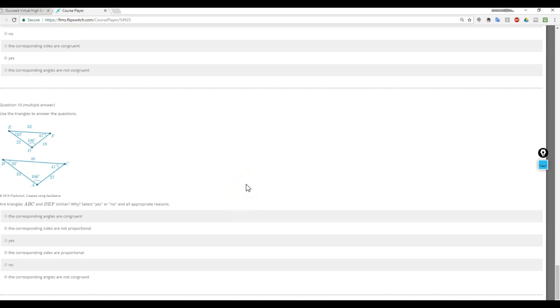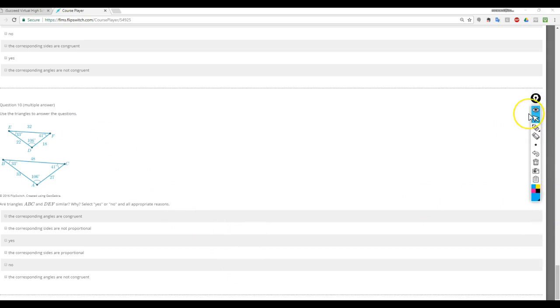Okay, so for polygons to be similar, they have to have corresponding angles be congruent and corresponding sides be proportional. In order for them to be proportional, that means that they have the same ratio between corresponding sides, which is our scale factor. So the first thing that's the easiest to check, since it's labeled, is are the corresponding angles congruent? So what is a corresponding angle?